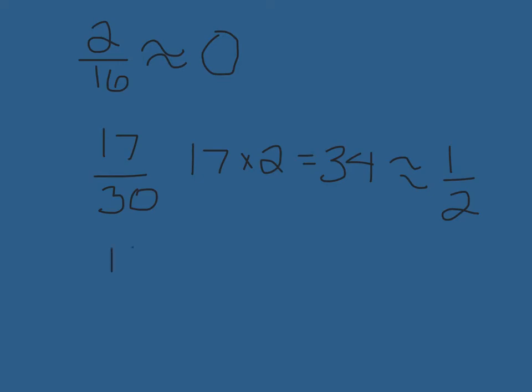Now let's look at 16/18. Again, we compare our numerator to the denominator. 16 is really close to 18. They're only 2 digits apart. So that fraction is going to be really close to 1 whole.